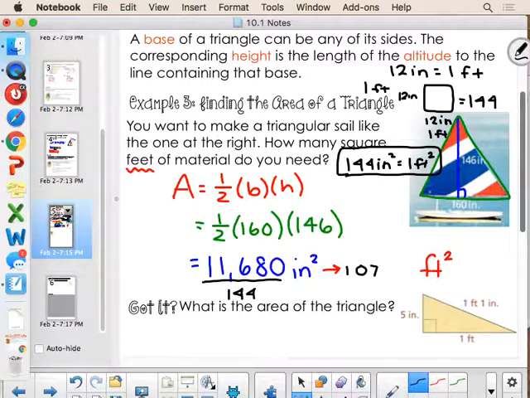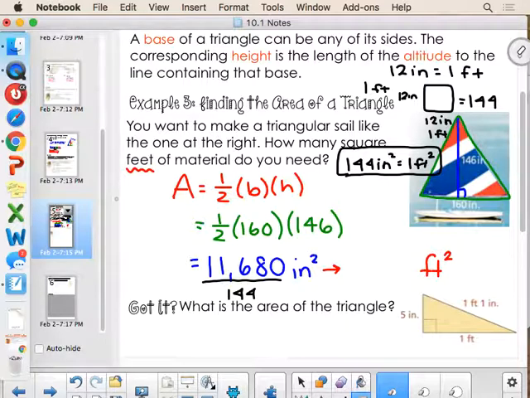1,728. We agree? Did you do that right? I'm not checking. 11,680 divided by 144. We agree with that answer? No? Oh, see? I'm concerned.